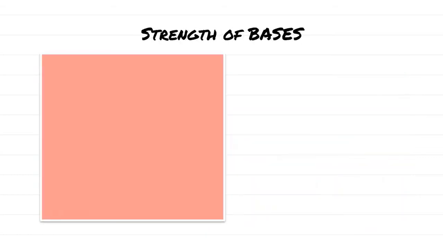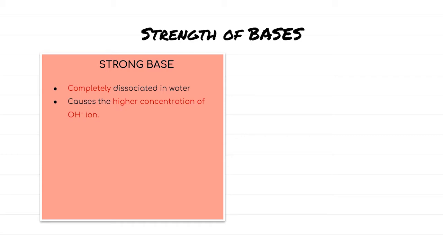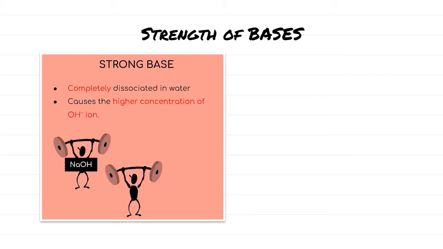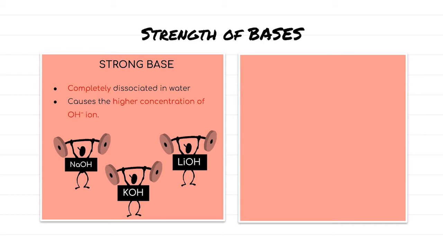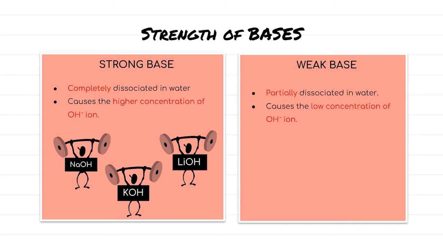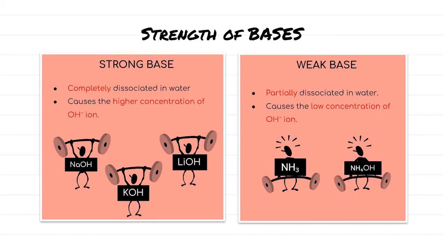We are going to look at the strength of bases. We have strong bases and also weak bases. A strong base is completely dissociated in water and causes a high concentration of hydroxide ion. The examples are sodium hydroxide, potassium hydroxide and also lithium hydroxide. And a weak base is partially dissociated in water and causes a low concentration of hydroxide ion. For example, we have ammonia and also ammonium hydroxide.